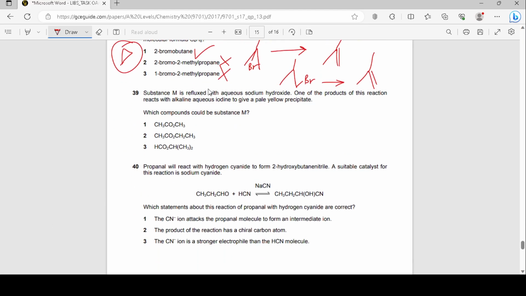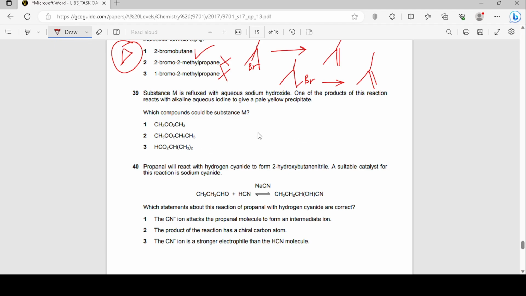Next, substance M is refluxed with aqueous sodium hydroxide. One of the products of this reaction reacts with alkaline aqueous iodine to give a pale yellow precipitate, which is the iodoform test. You get a pale yellow precipitate of CHI3. Now, which compounds could be substance M? Let me test which of these.